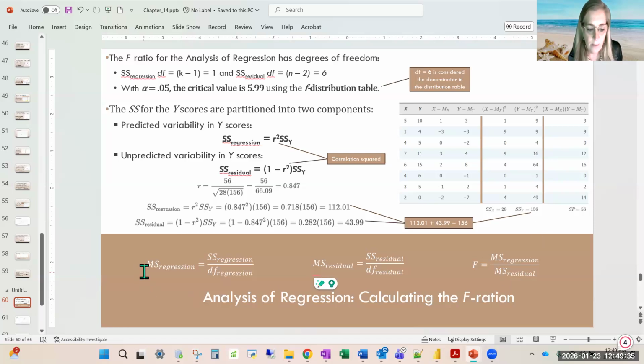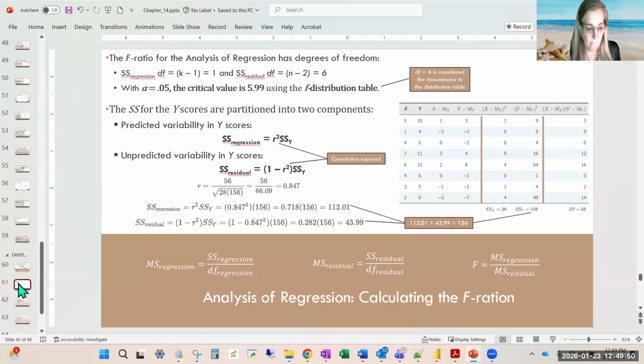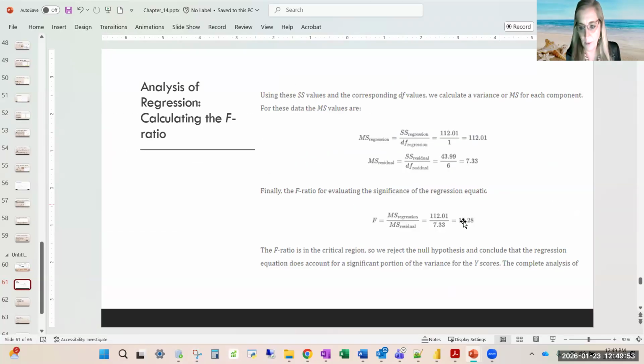Okay, and then we can take the answers we've arrived at here and calculate for mean squares regression, residual, and the F statistic, just like we did in the ANOVA, right? Right, and I have a snapshot of that right here in the outcomes. Simply plug in those values. And so the final outcome is 15.28. The F ratio is in the critical region, so we can reject the null hypothesis and conclude that the regression equation does account for a significant portion of the variance for the y-scores.